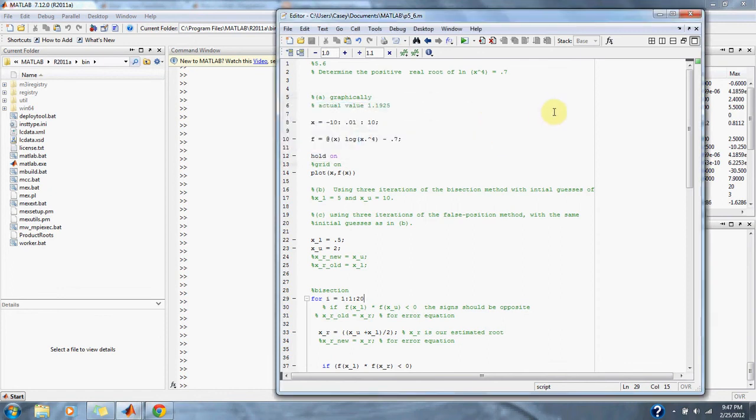This is Numerical Methods Problem 5.6. Determine the positive real root of the natural log of x to the fourth equals 0.7. First, solve it graphically.